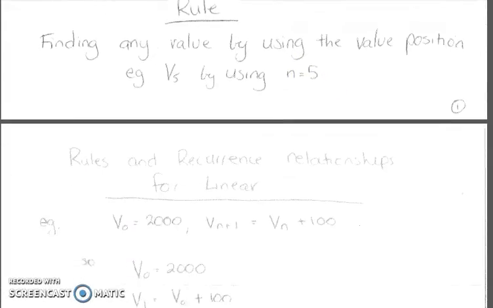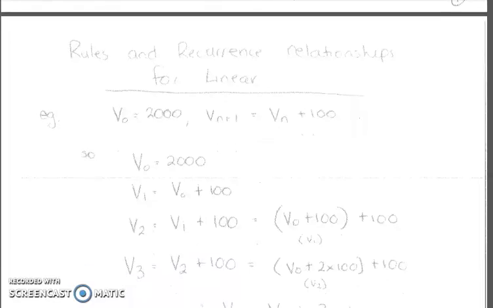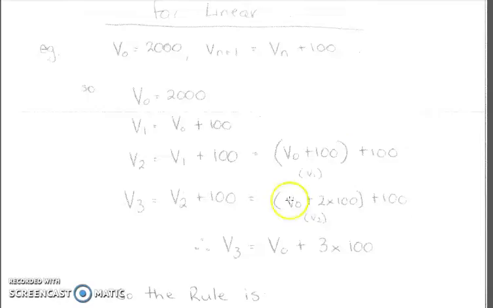Now let's have a look. There's two types of rules and recurrence relationships. One's for linear, one's for geometric. Let's have a look at the linear relationship first, so straight line. I've given you here a worked example just to show how these rules and recurrence relationships come about. So you can have a look at that, try to understand that if you want.